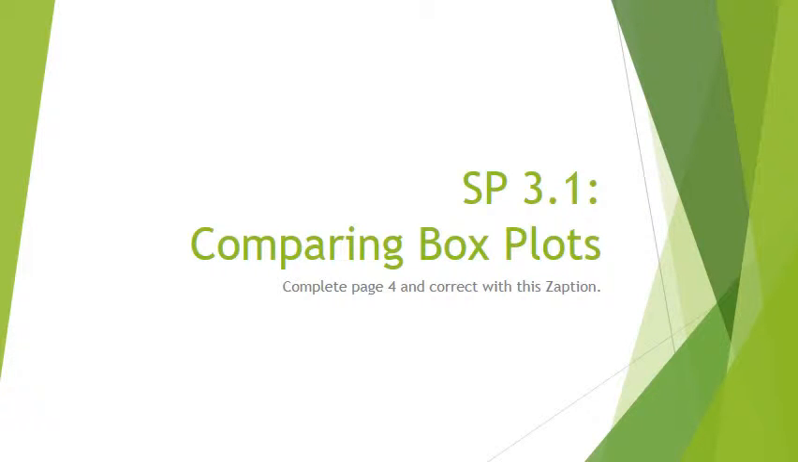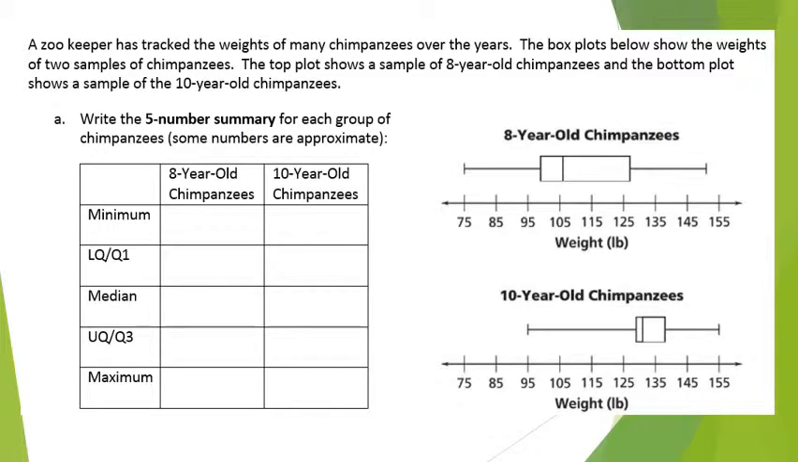For homework tonight, please complete page 4 and correct it with this caption. For your first problem, we're going to write the 5-number summary for each group of chimpanzees. And note, some of the numbers are going to be approximate.